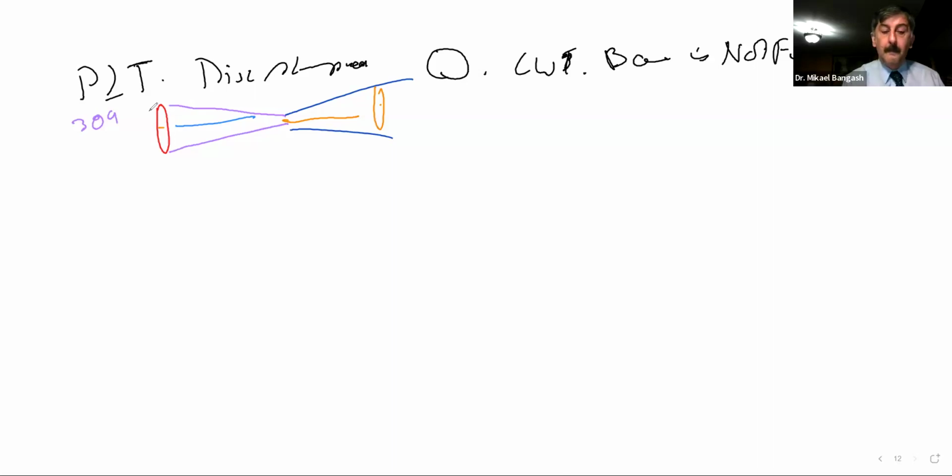So it would be false to say that it's only in the near zone that the beam's diameter is narrower than the PCT. Did you guys get that? Yeah.